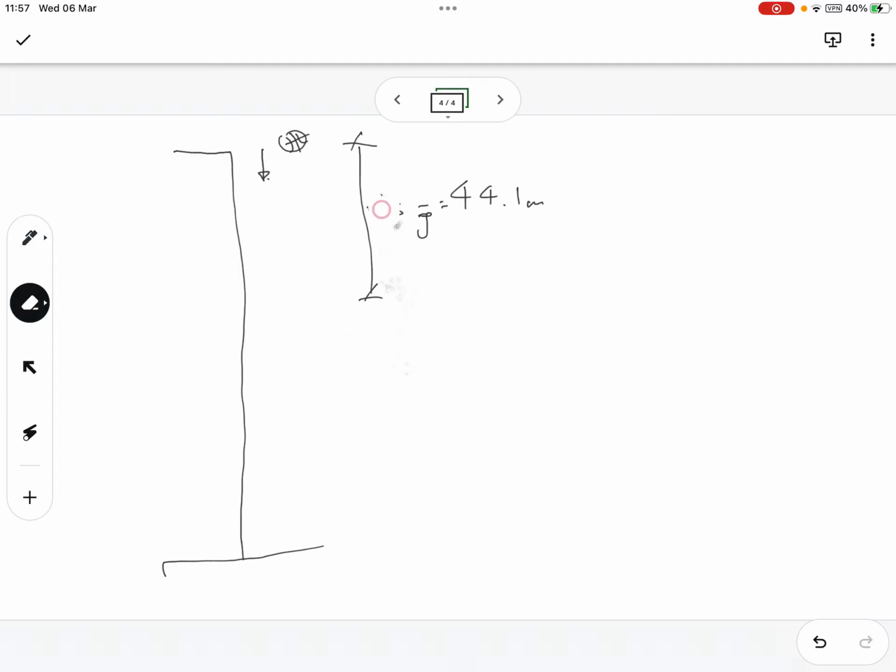Okay, so at t equals 3 seconds. Okay, so we know now the facts, right? What we can also confidently say, this is correct, is that at t equals 3 seconds, y bar is 44.1 meters. So that we can comfortably work out. Sharp.